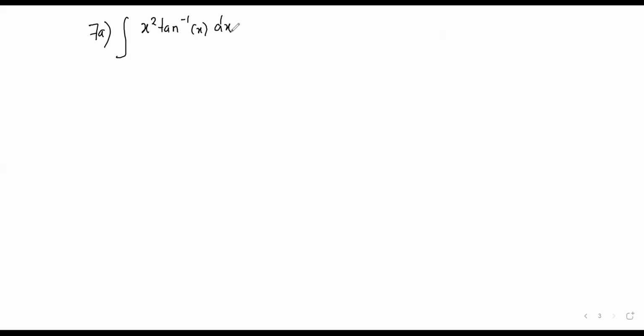So by parts, you use this. From your left, that's your u. From your right, that's your dv. According to our left, which is algebra, then inverse 3 algebra. So inverse becomes our u, tan inverse of x, and then our dv is algebra, x squared dx. So when we integrate dv, we get v equals x cubed over 3.